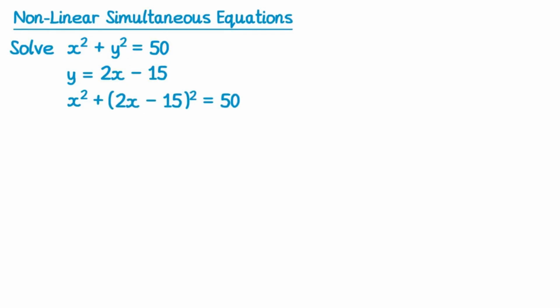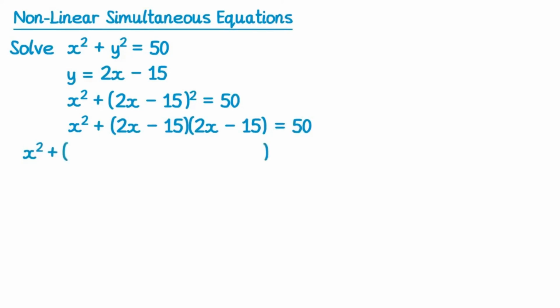You can see we've got an equation just in x. There's a little bit more work to do on this one though. Let's first of all focus on this bracket squared. So we've got x squared plus this bracket squared, which means times by itself. So we've got 2x minus 15 times by 2x minus 15 equals 50. So let's write the x squared. Then we're going to expand this double bracket and write all of the terms inside this big bracket equals 50.